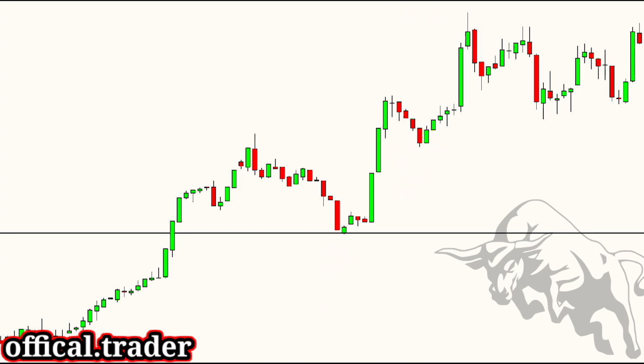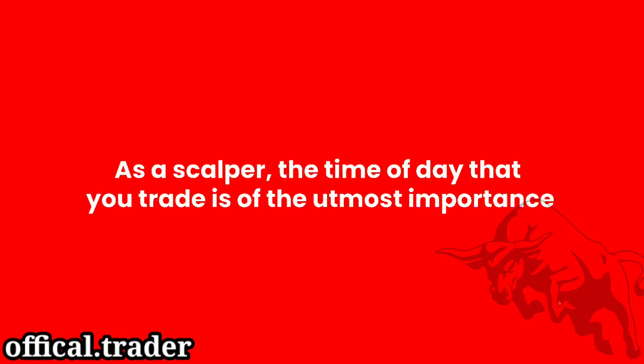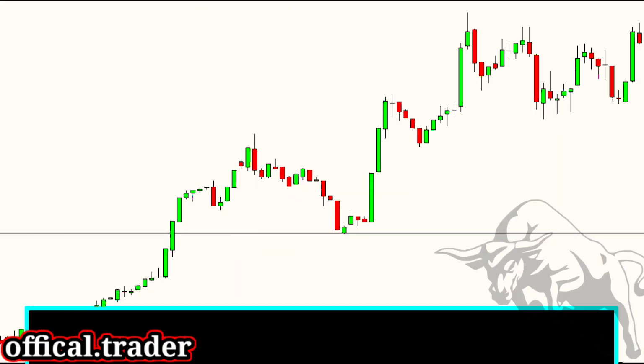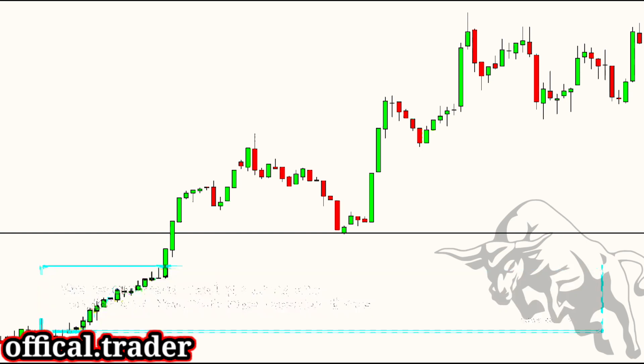However, there's one very important concept we have to keep in mind. As a scalper, the time of day that you trade is of the utmost importance. We recommend trading during the London and New York Open session times. These times are when the markets are the most volatile and most liquid, which is a perfect trading environment for a scalper looking to take some quick trades.